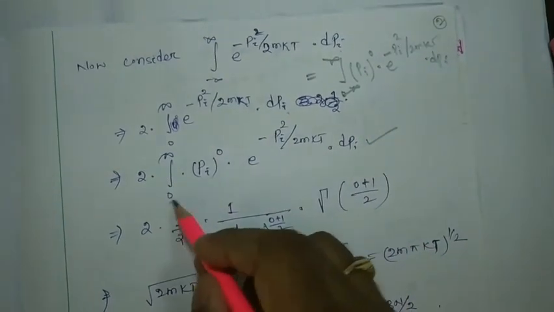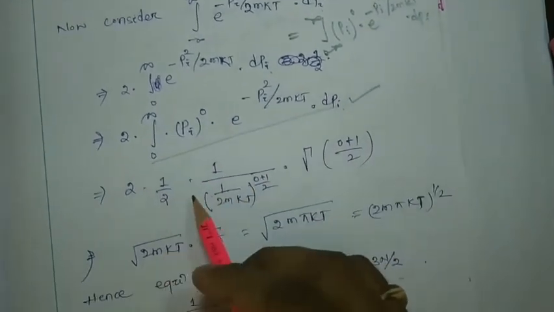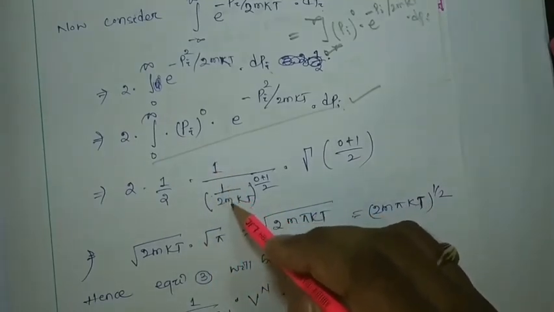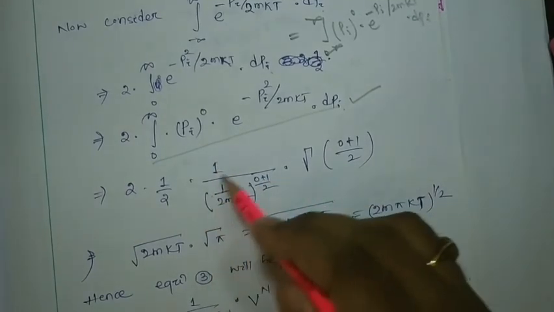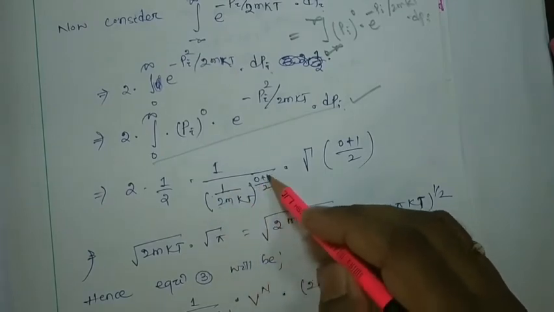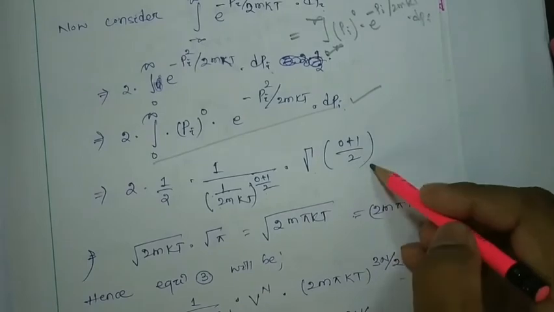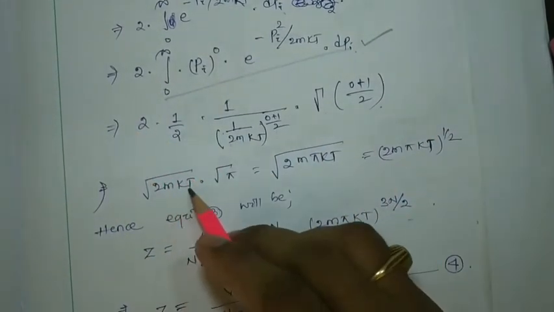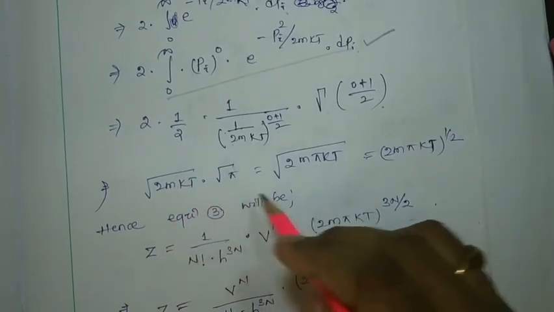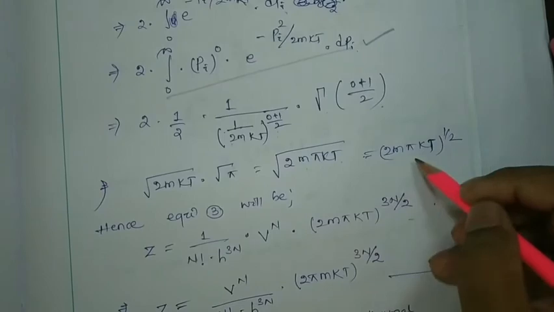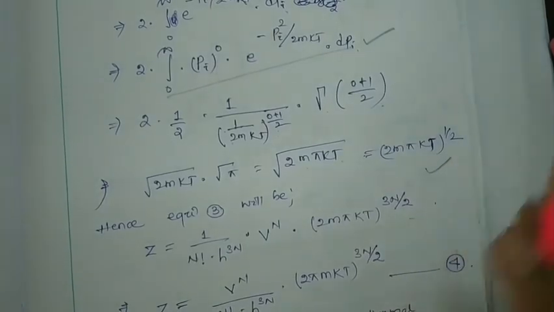So this value is nothing but how much? 1 by 2m, 1 by 2 into 1 by a to the power n plus 1 by 2. Here a is nothing but 1 by 2mkt to the power n plus 1. N is 0, plus 1 by 2, gamma n plus 1 by 2. So the 2 gets cancelled. It will be 2mkt root over, into root over of pi. This is nothing but 2 pi mkt to the power 1 by 2.